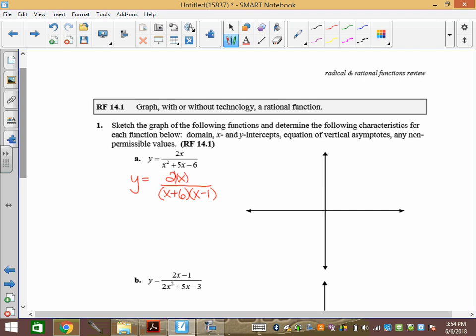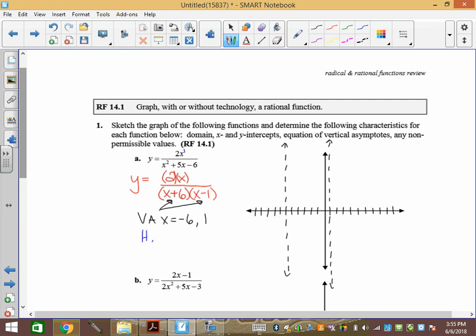Nothing cancels. If nothing cancels, I don't have a point of discontinuity. I do, however, have vertical asymptotes, because these don't cancel, they're my vertical asymptotes. I have a vertical asymptote at x equals -6 and 1. Also, the numerator is a smaller degree than the denominator. This is degree 1, denominator is degree 2. So I have a horizontal asymptote at y equals 0.